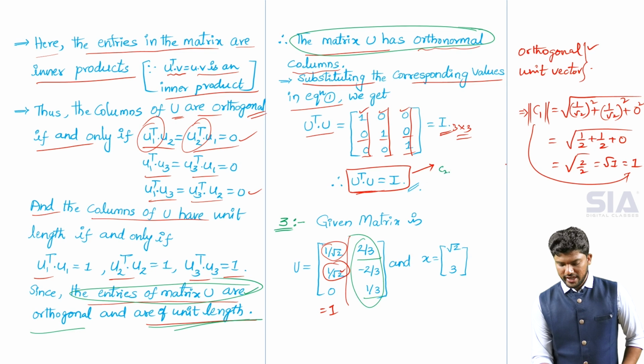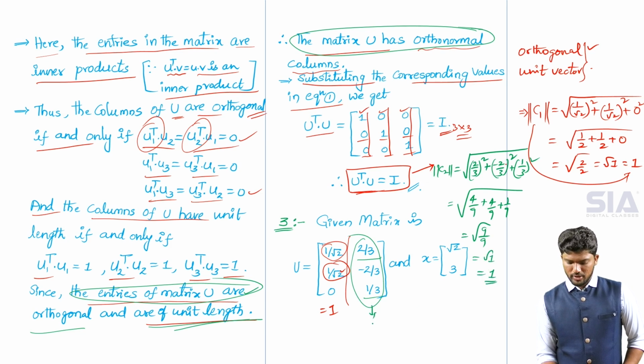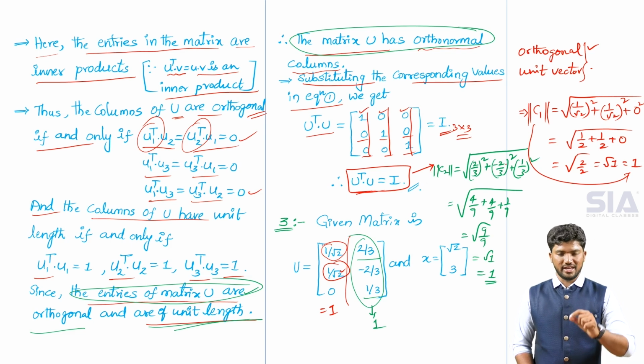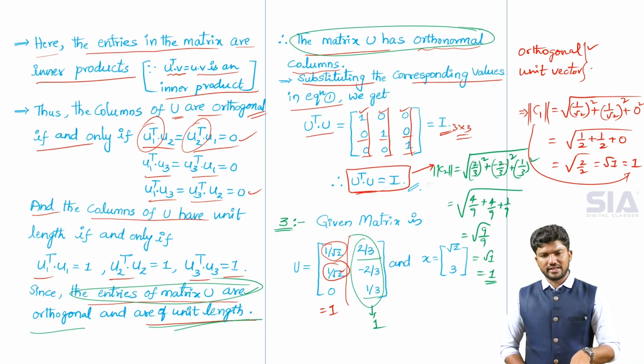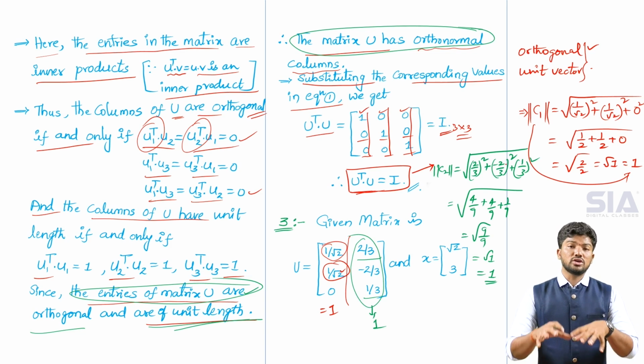We can also find the length of the second column in this format: 2 by 3 whole square plus minus 2 by 3 whole square plus 1 by 3 whole square. So under root of 4 by 9 plus 4 by 9 plus 1 by 9, so you will get under root of 9 by 9, so root 1 that is equal to 1. అంటే ఈ సెకండ్ కాలం యొక్క లెంత్ కూడా మనకి 1 వచ్చింది. అంటే whenever you find the length of the vectors in that column, if that length is equal to 1, then those columns are called orthonormal columns.